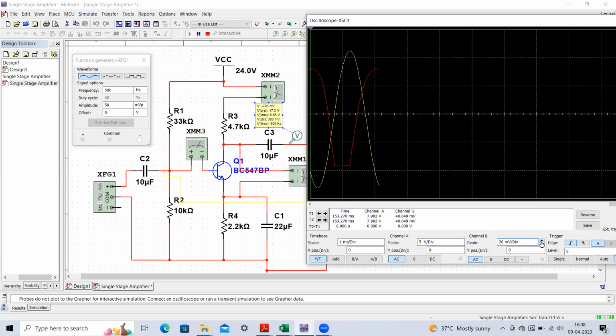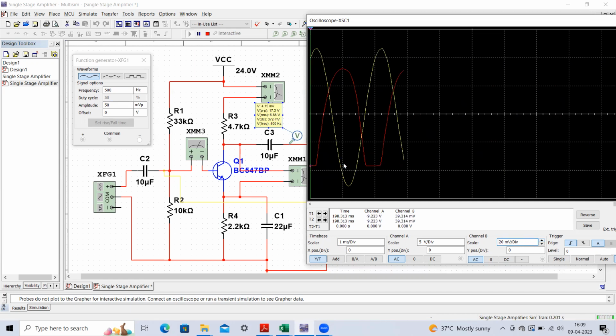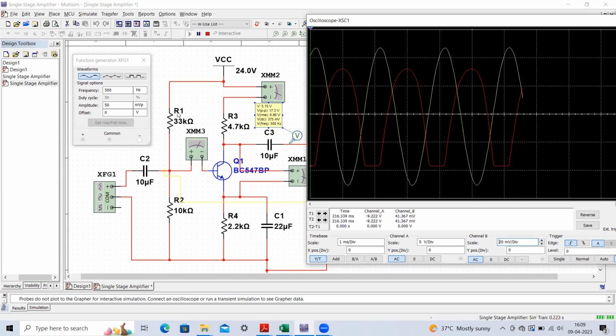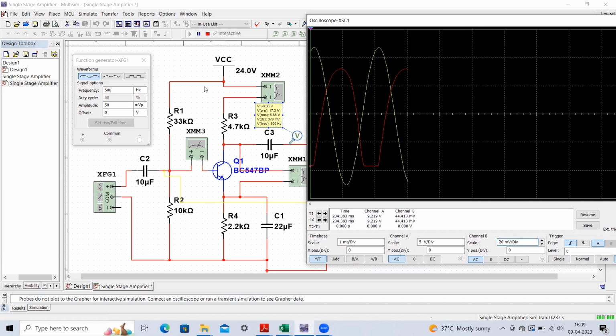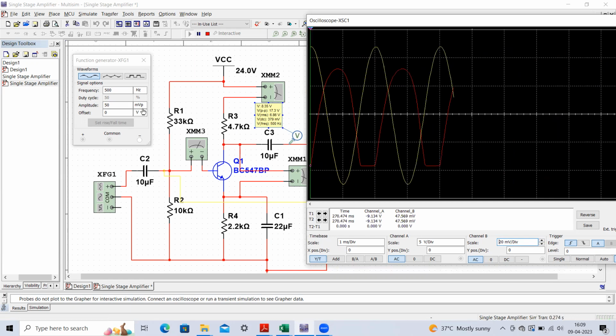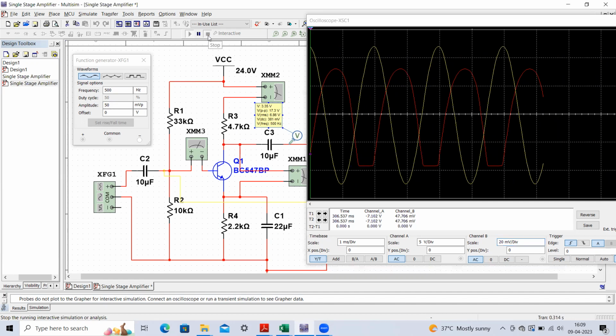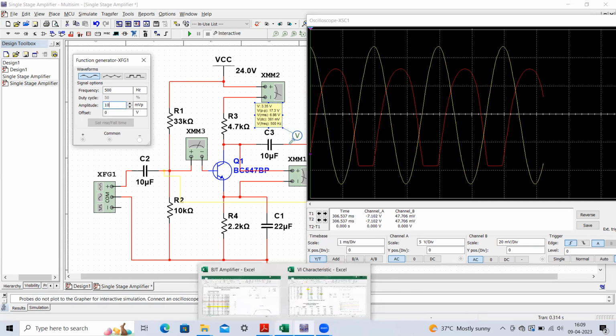Here you can adjust this value. We are applying a sinusoidal wave, but still you can observe that the output waveform is getting clipped. Therefore, as I said, we have to properly select the Q point of the circuit and properly apply the input voltage levels. Otherwise, clipping can be observed in the output signal. So let me bring it back to 10 millivolt and carry on our experiment, because 10 millivolt is sufficient to perform this experiment.